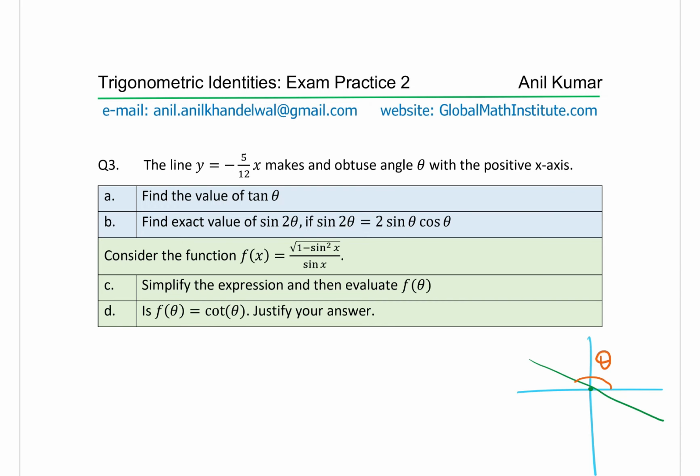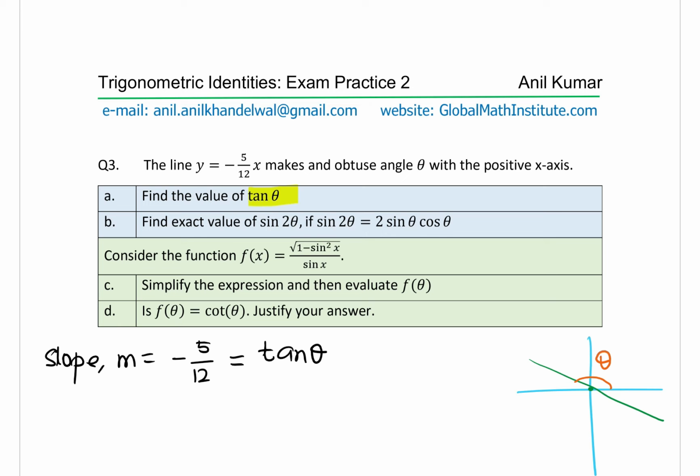Now how does that relate to tan theta? Since we need to answer the question, find the value of tan theta. So if you recall, slope m, which is in this case minus 5 over 12, is basically equal to tan theta. So the slope of a line is directly equal to tan of theta.